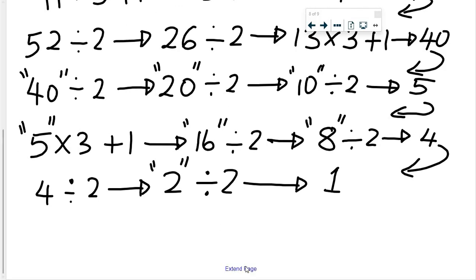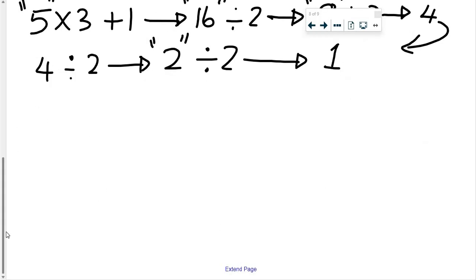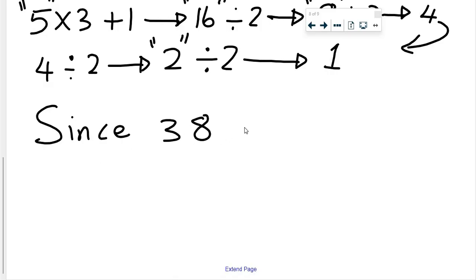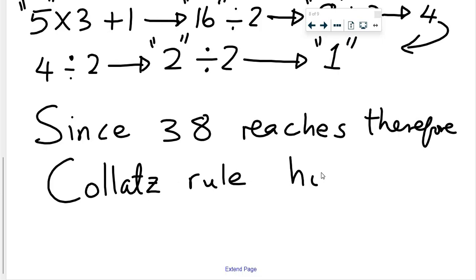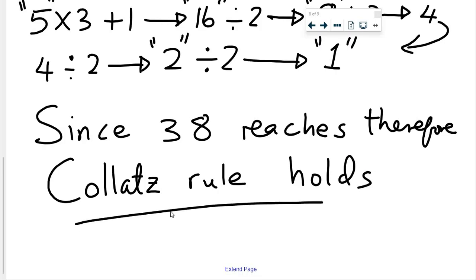Now, conclusion. Since, what was the number? The number was 38. Since 38 reaches 1, therefore, Collatz's conjecture or Collatz's rule holds. That's all.